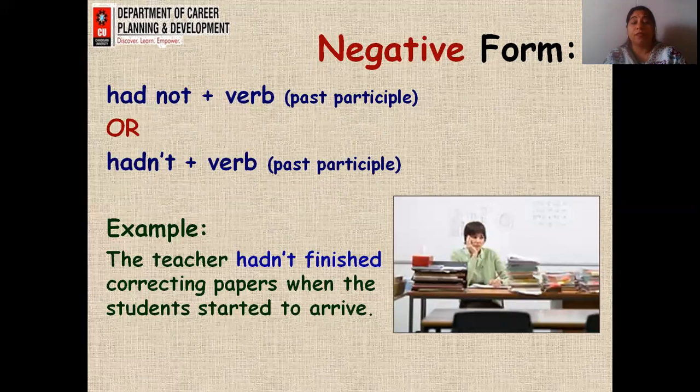If it is in negative form, then had will be accompanied with not, and it will remain the same verb third form. It is hadn't, in a contracted way, plus verb past participle. An example is: the teacher hadn't finished correcting papers when the students started to arrive. Right? So with hadn't we are showing the negative form, but again, both the actions are completed.